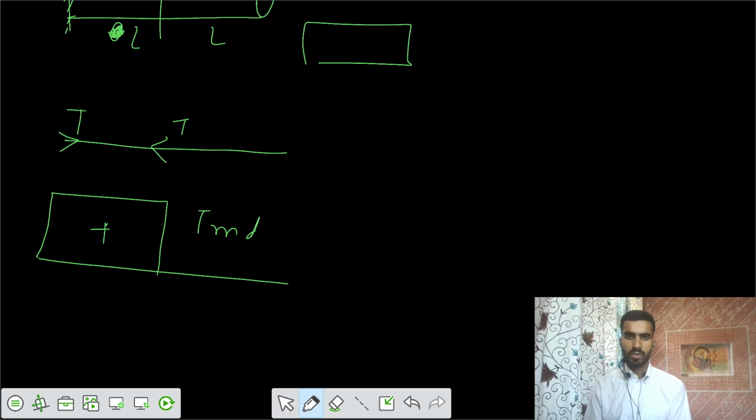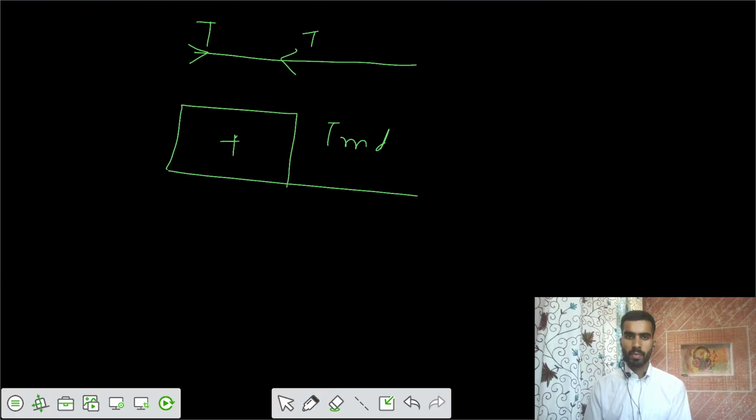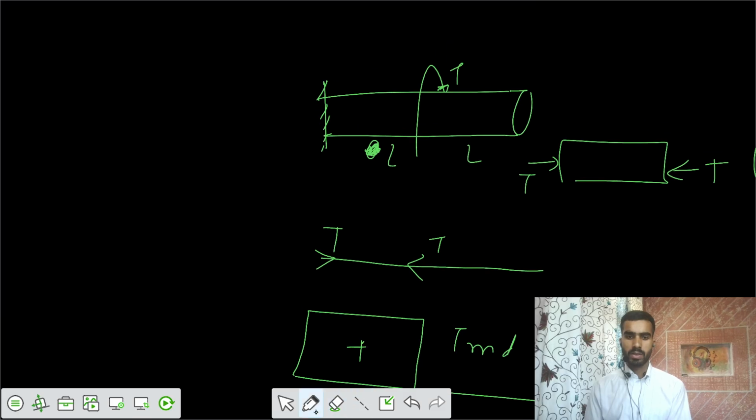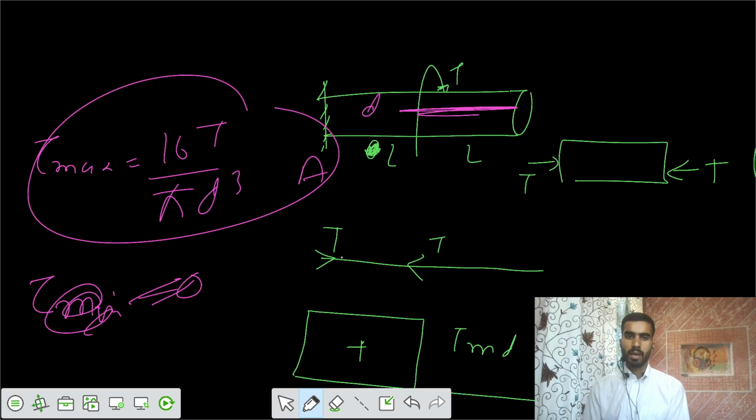If you want to make that section also, there's some T acting on this one, there's some also T here, and if there is some T on this one, there should be someone to balance, but there is a free end, that means this is 0, that means this one is also 0. So this is the TMD. And if you want to say what is the maximum shear stress, tau max equals 16T upon pi d cubed. And if you want to say tau minimum, what is the shear stress in this part, that is 0. Tau is 0 in this part, that's tau BC equals 0.